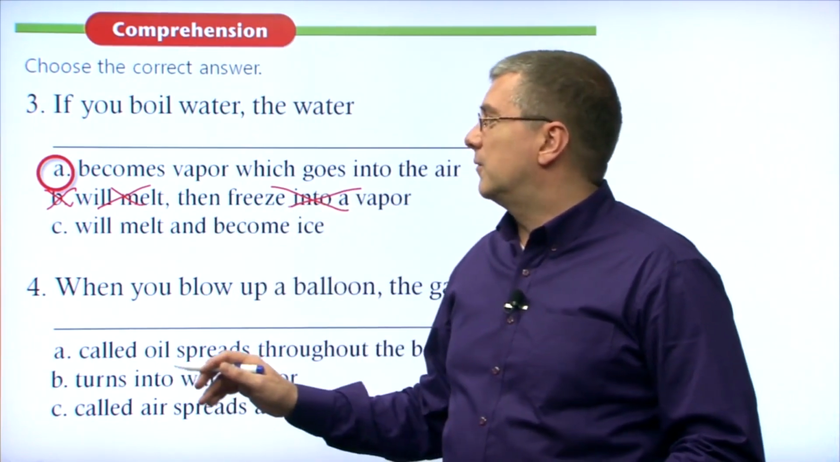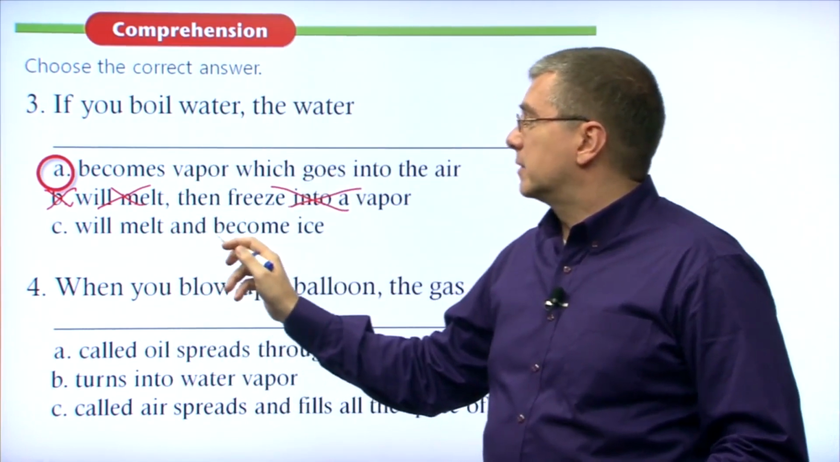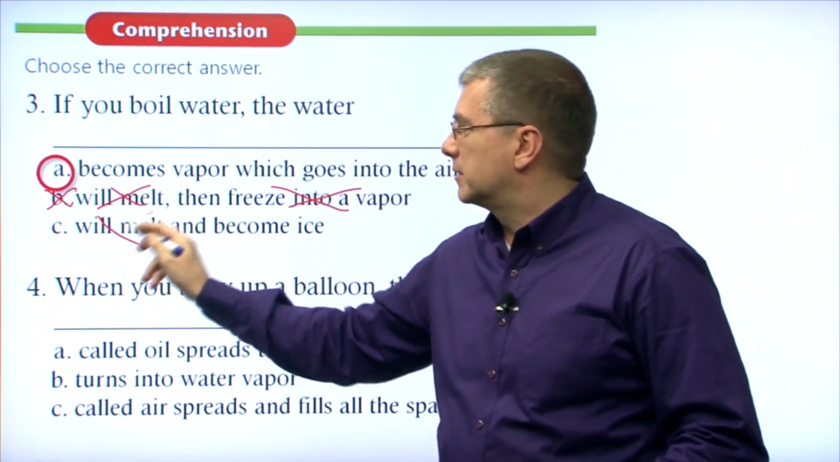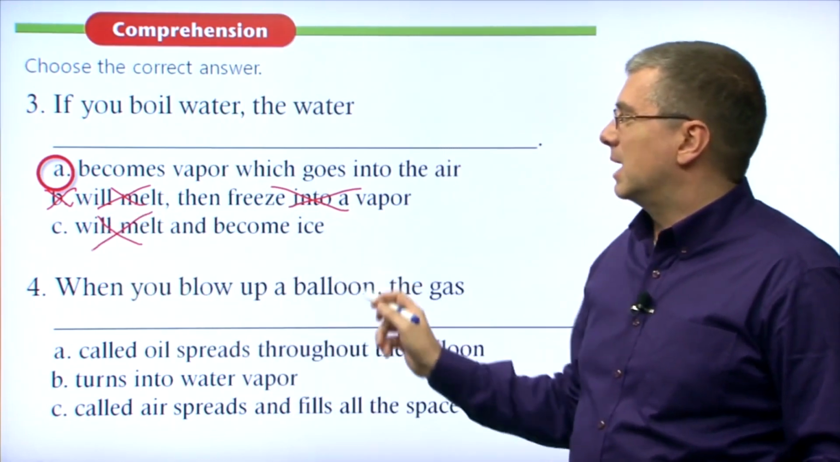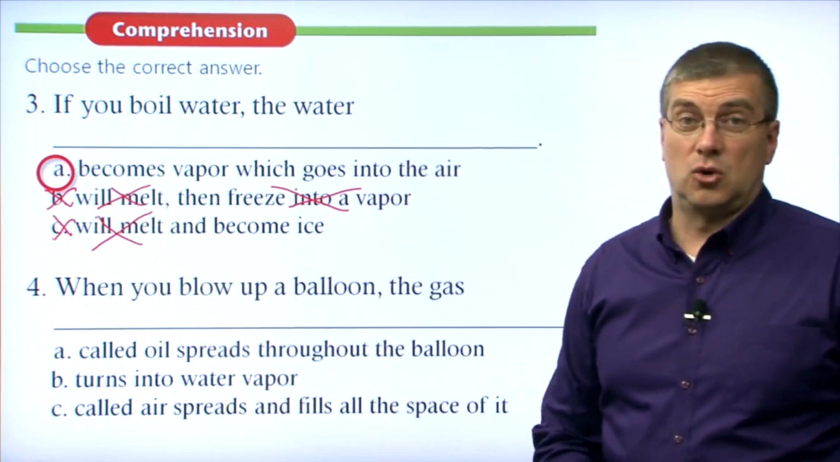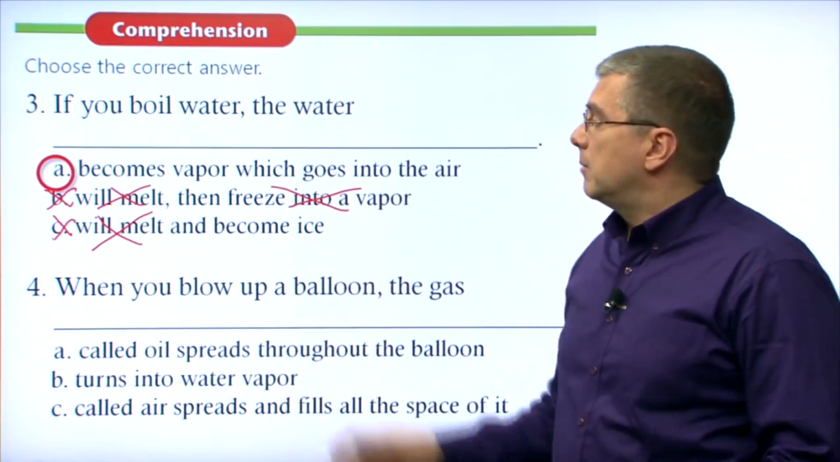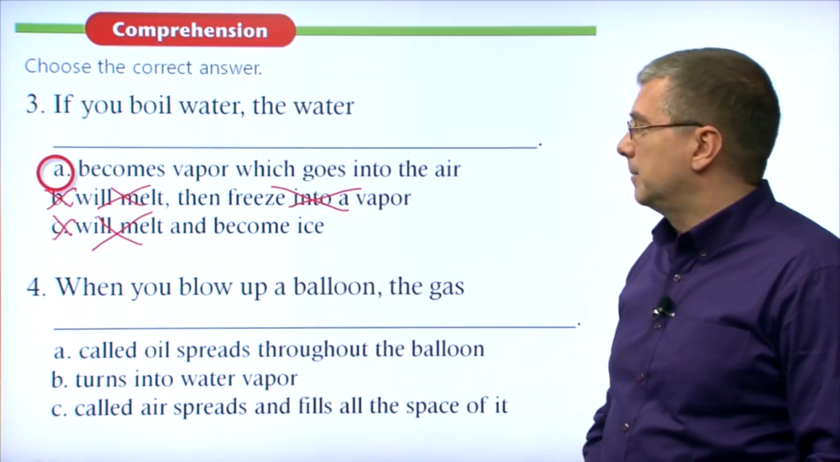C, let's just continue for practice. If you boil water, the water will melt. Again, water doesn't melt, so that doesn't make sense. And become ice. That just doesn't make sense. So obviously, A is the only correct answer. Becomes vapor, which goes into the air. Okay, let's move on to number 4.